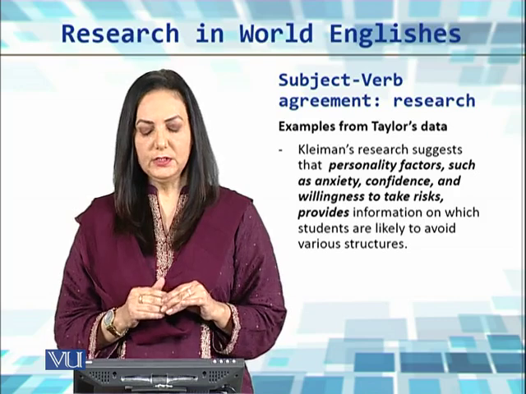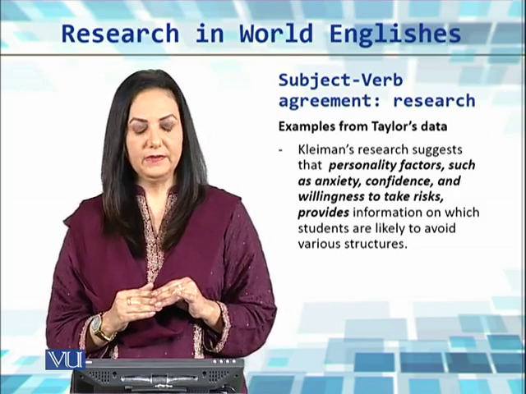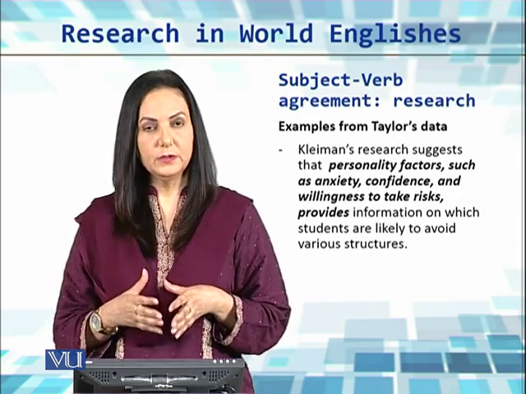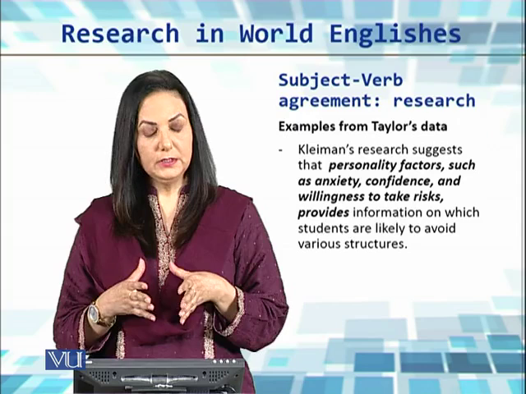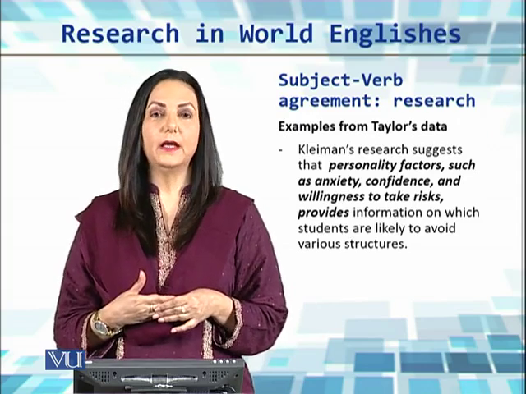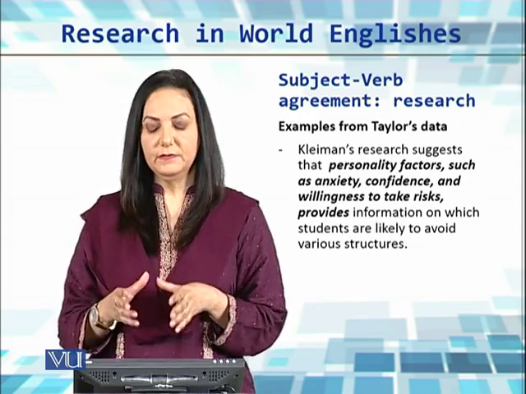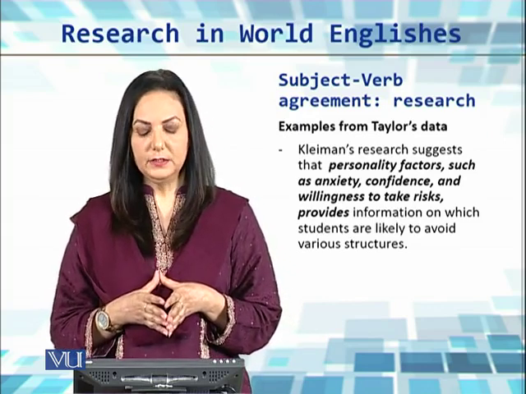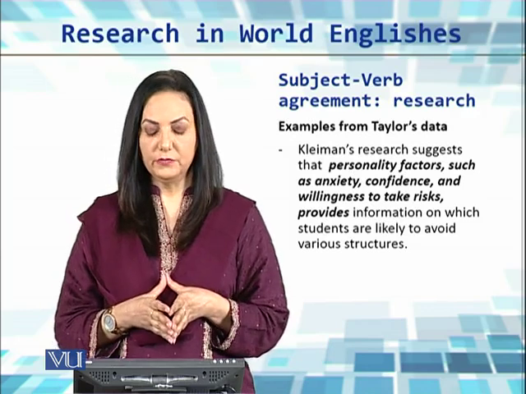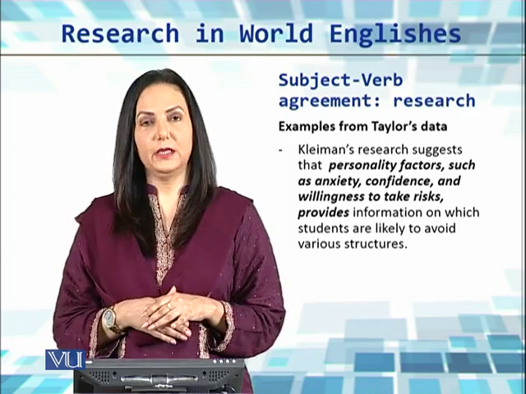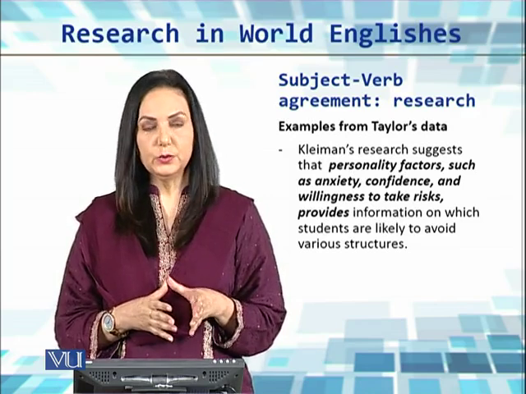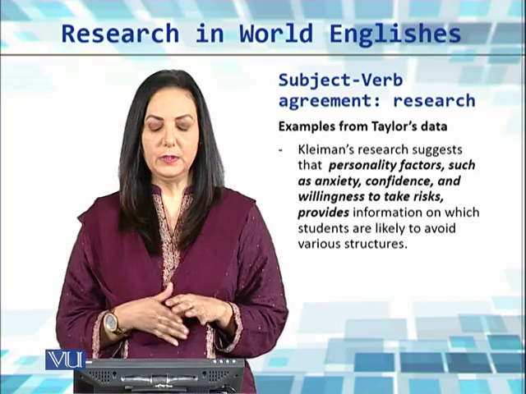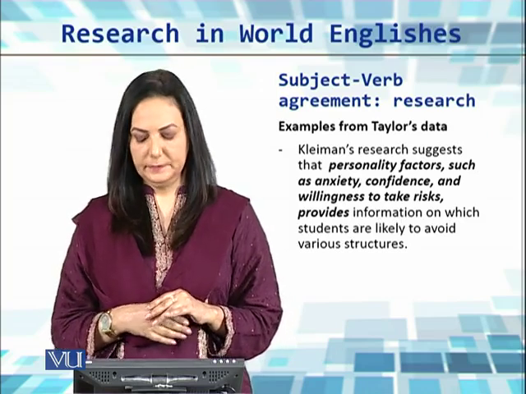Again, if you notice, the writer has completely overlooked the fact that it is a list of nouns, and all these nouns have been joined by the conjunction. The verb only agrees with the last noun phrase, which is "willingness to take risks." So "willingness" is used for the agreement, and the verb "provides" agrees with "willingness to take risks."